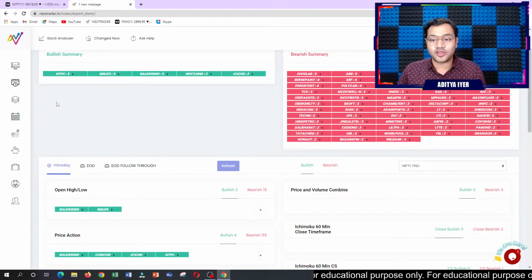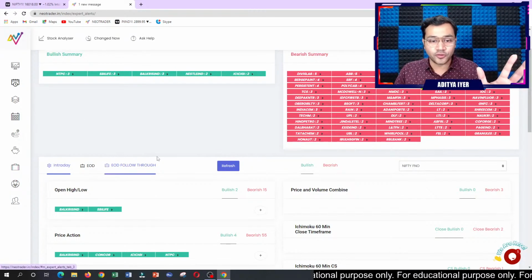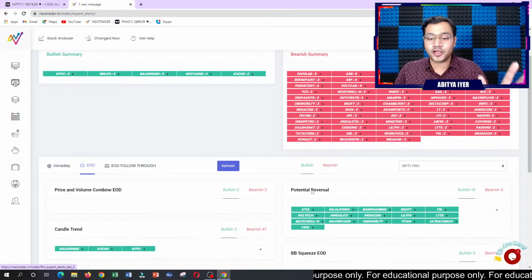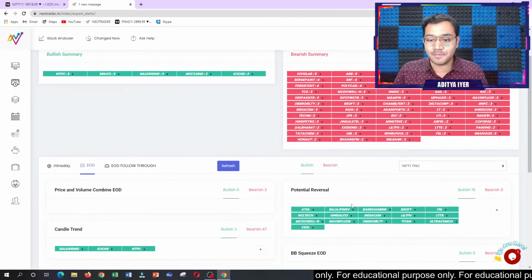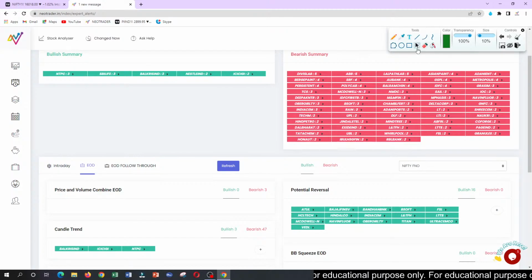So all of these things are done for you, right, in this particular page called the EOD page, right? So if you see this thing on expert alerts, we have this page, it says EOD, right? What the EOD page does is it does all the end of day technical analysis for you, and it makes your work of doing this homework easier. And over here you will find two, there is bullish and bearish, so you can have a look at both.